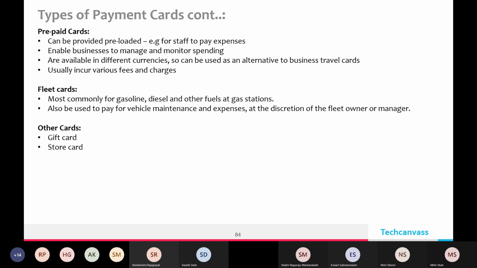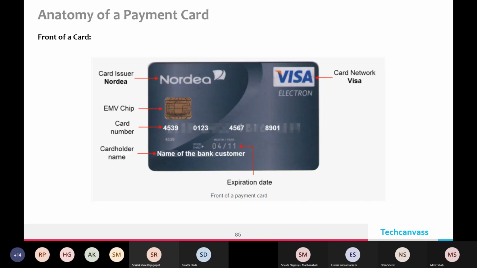Up to that, you can buy a gift card or store card. So effectively, there is a certain limit. The limit is small, and it is used only within that shop or group of shops. That is the reason there is no requirement of the central bank also. The next one is the anatomy of a payment card.